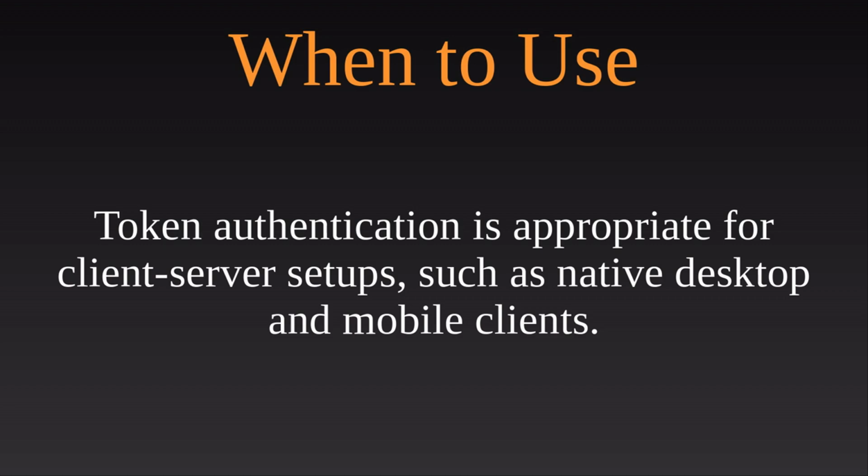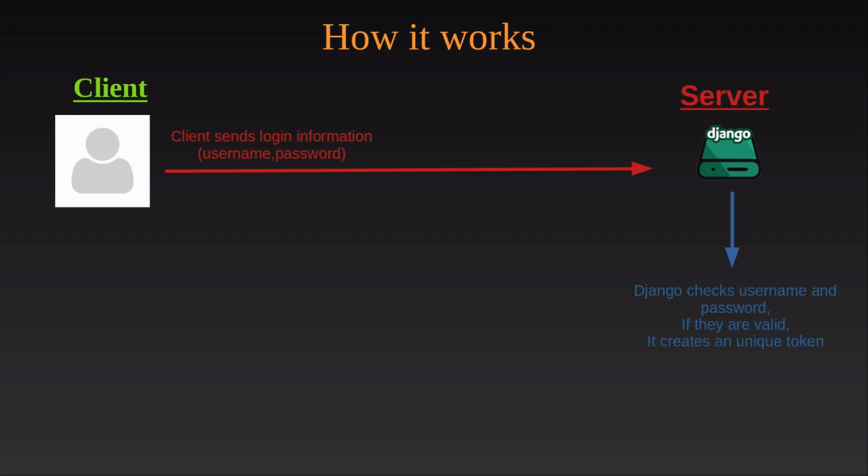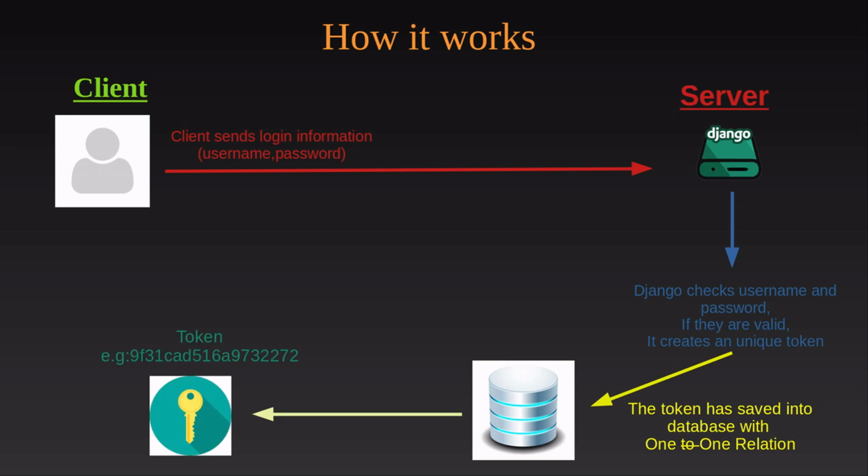Let's take a look at how tokens work. We have a client on one side and a server on the other. Let's say this client wants to log in. The client sends the username and password to the server. The server, in our case Django, checks the username and password. If they are valid, it creates a unique token, and then this token is saved to the database with a one-to-one relationship. And the token is ready. It is an ID that represents the client. Afterwards, this token is sent to the client.